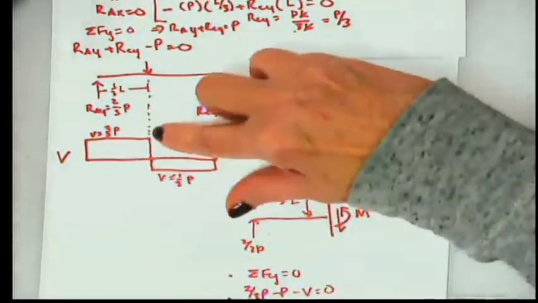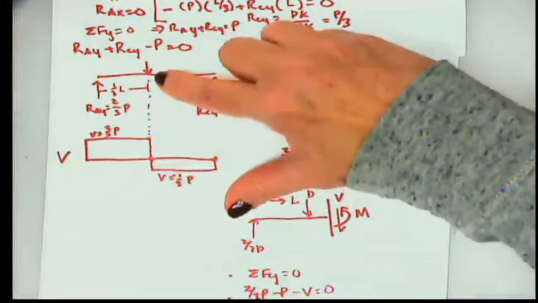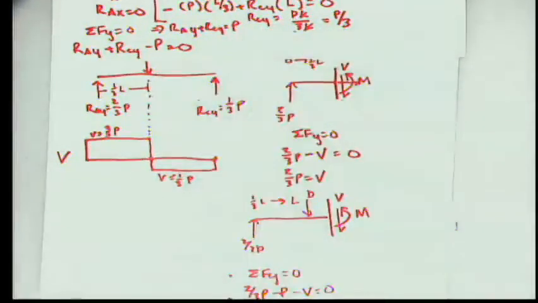Now there's 2 points I'm going to make here, and I'm going to show you a little bit more. This discontinuity, where P is applied, in other words, where it shifts from a positive shear to a negative shear, is the way that shear works.